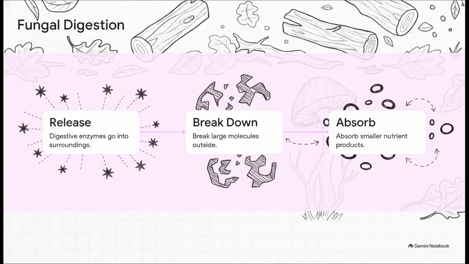Check out this three-step feeding method, because this is where it gets crazy. Unlike you and me, fungi do not ingest their food. They are absorptive heterotrophs. Step 1, the fungus shoots digestive enzymes straight out into its surroundings. Step 2, those enzymes break down large molecules on the outside of the fungus's body. And step 3, the fungus just absorbs those pre-digested nutrients right back into its cells. It's brilliant. This is exactly how they act as nature's ultimate decomposers, recycling complex materials from dead organisms back into the ecosystem.